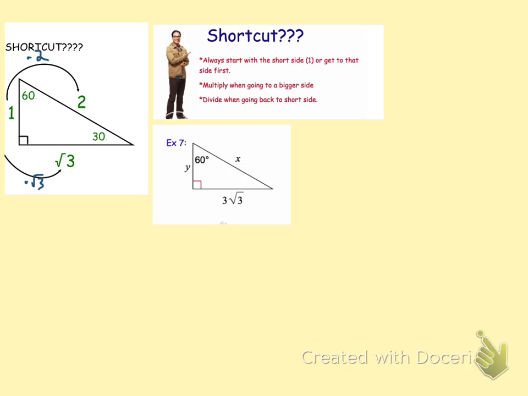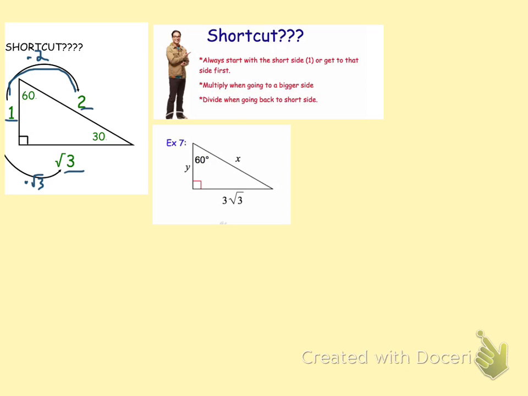You might be wishing that there was a shortcut so you didn't have to set up 2 similarity equations for every single problem. Well, there is. Now, to go from the short side, 1, to the hypotenuse, 2, from 1 to 2, we multiply by 2. That's what that times 2 means. To go from the short side 1 to the long side root 3, we multiply by root 3.